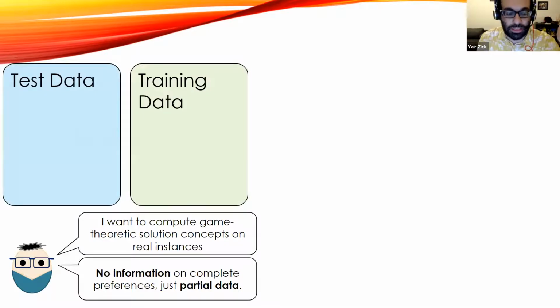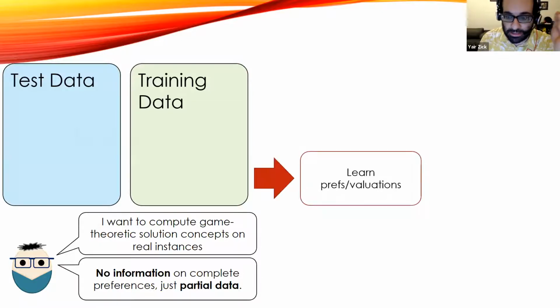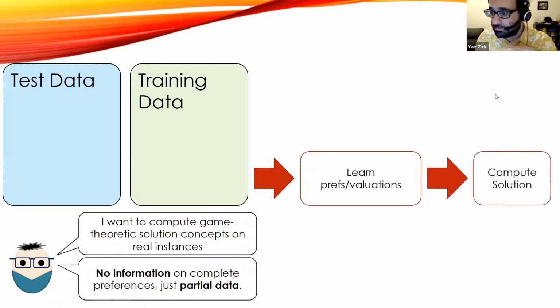You take the data, you partition it using some random sampling into test data and training data. You take the training data and use it to learn a bunch of preferences, so you basically approximate people's preferences based on the data. And then you compute a solution for those preferences. But what I will try to convince you of today is that this might not be the optimal thing to do.